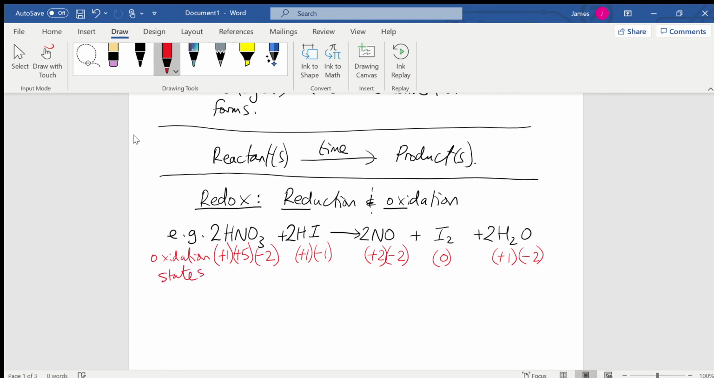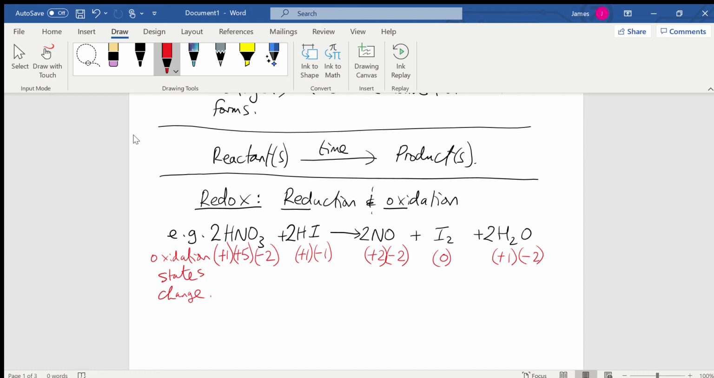It's redox if the oxidation states change. If the oxidation states stay the same, then it's not redox. So where's evidence of change? Well, we can see here that the H has a +1 oxidation state on the reactant side and on the product side, so it's not H. The oxygen has a -2 oxidation state on both the reactant and the product side, so it's not oxygen.